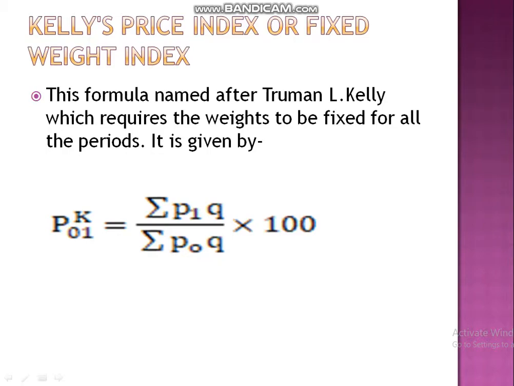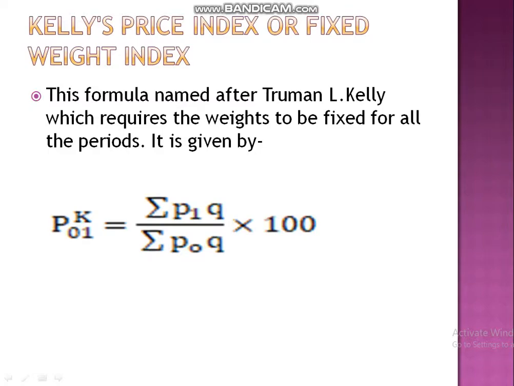Next and the last price index is Cayley's price index, also known as fixed weight index. Why do we call this a fixed weight index? Because in the case of Cayley's price index, we don't consider simply the quantity of the current year or the quantity of the base year. Instead, we select a fixed weight which represents both current year and base year. So that is why the formula is known as fixed weight index. You can see the formula here.